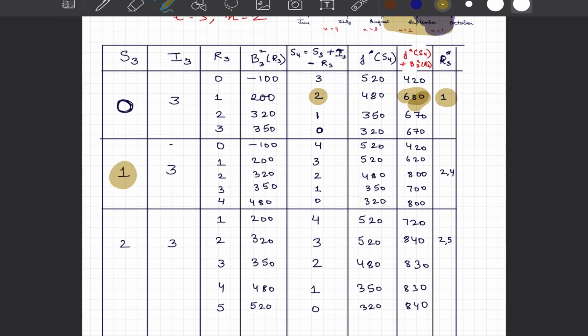Similarly, we move to S3 equal to 1. Input is 3. R3 can take values of 0, 1, 2, 3, 4. And what we do is we calculate all the gains that we have mentioned here, and again go back: if S3 is 1, I3 is 3, and some releases are made, what are the possible values S4 can take? So it can take 4, 3, 2, 1, 0.